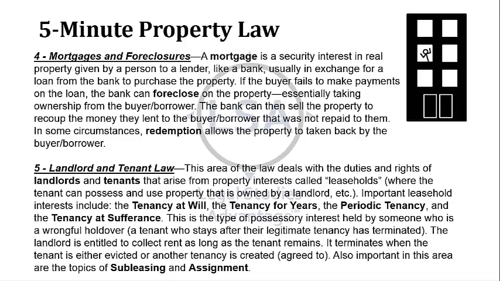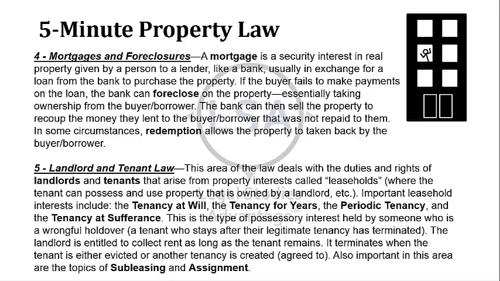If the buyer fails to make payments on the loan, the bank can foreclose on the property, essentially taking ownership from the buyer-borrower. The bank can then sell the property to recoup the money that was lent to the buyer-borrower, but that was not repaid to the bank. In some circumstances, redemption allows the property to be taken back by the buyer-borrower from the bank.